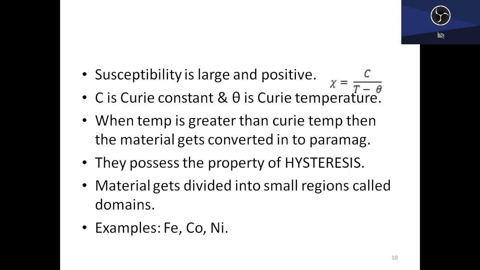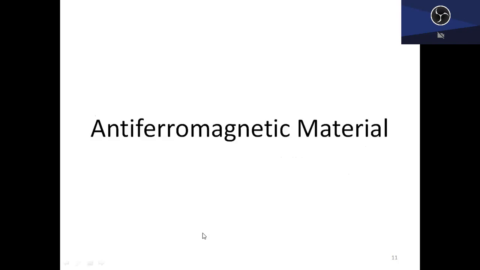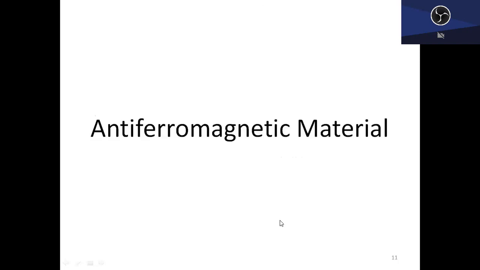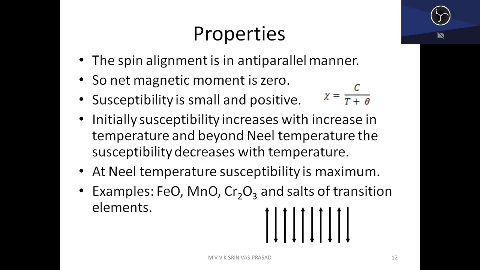So examples of the ferromagnetic materials are iron, copper, nickel, and so on. Here again, depending upon this spin, as you can just see, this is the spin. Depending upon this spin, the ferromagnetic materials are again subclassified into antiferromagnetic material and ferrimagnetic material.